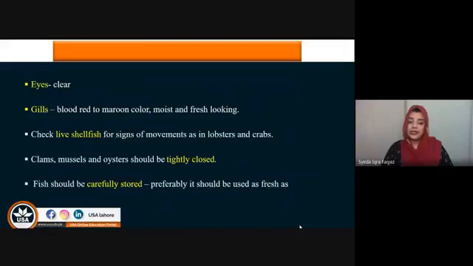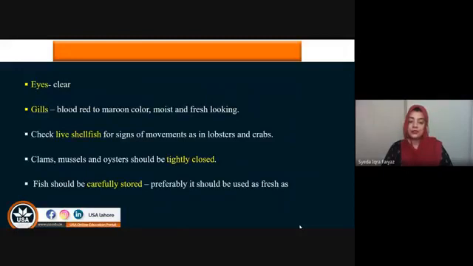Then the other point is to check live shellfish for signs of movement, as in lobsters and crabs. Lobsters and crabs are those shellfish that need to be alive before you cook them. If they are dead, then most probably they will be poisonous, because when they die, they produce enzymes that become poisonous when consumed by humans. So you need to make sure that when you're buying shellfish, you're buying them live, and then when you cook them, obviously they're going to be killed in the process.